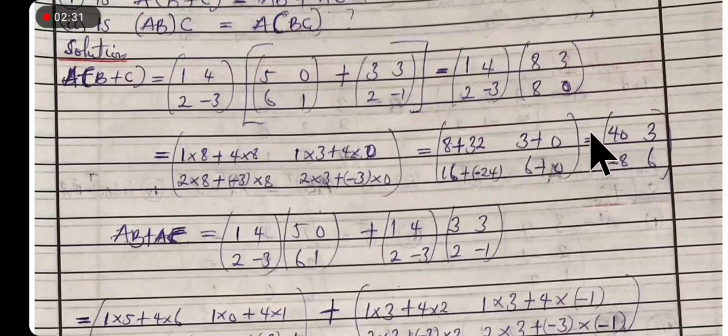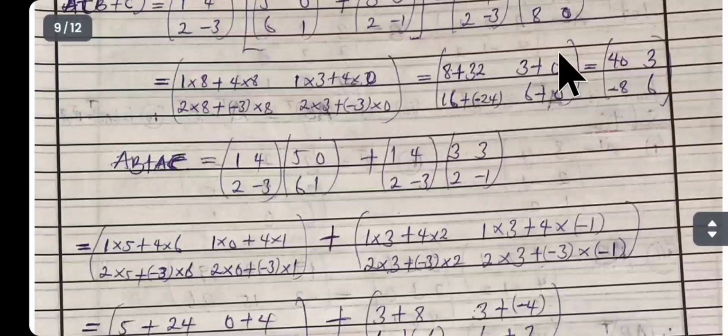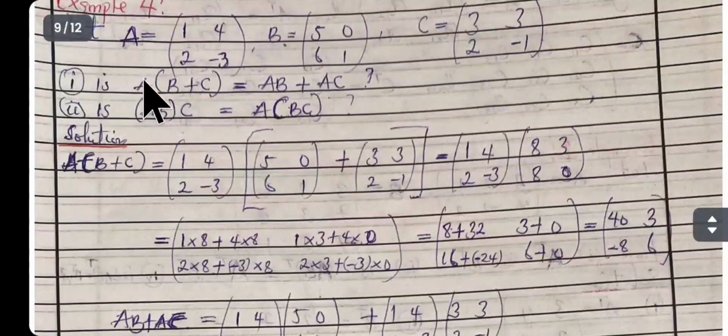8 plus 32 gives us 40. 3 plus 0 gives us 3. By the time you do the same thing here, 16 plus minus 24 is minus 8. 6 plus 0 is 6. Okay, so we have gotten the left hand side, this first one. That's the left hand side, which is 40, 3, minus 8 and 6.